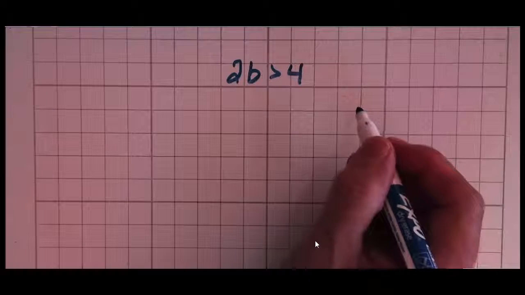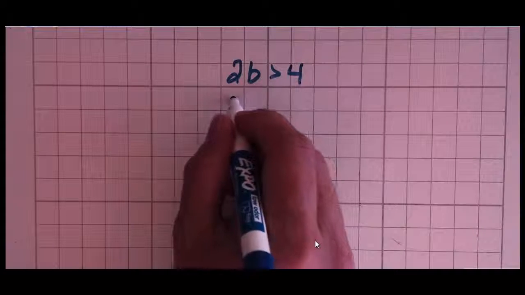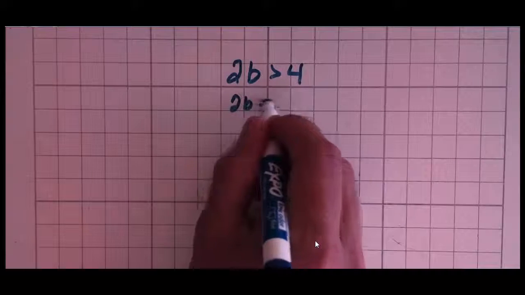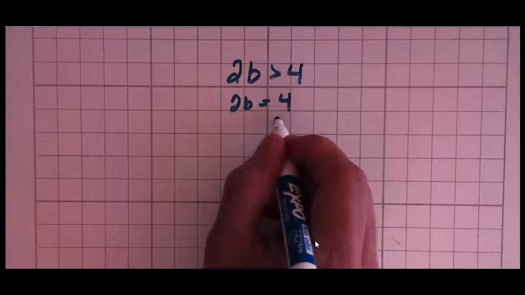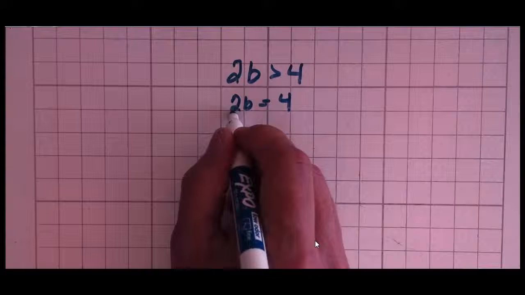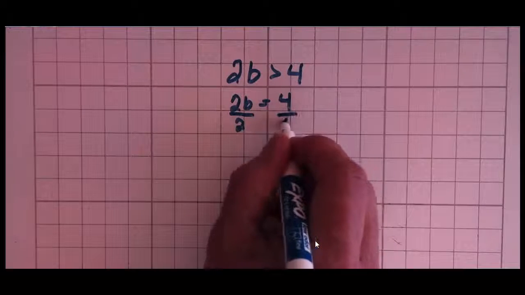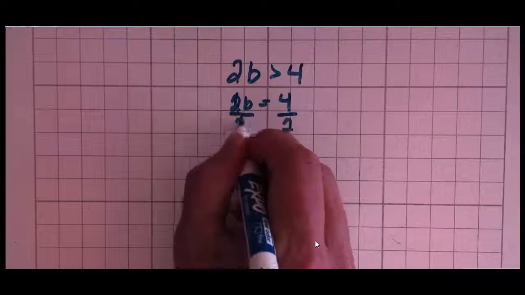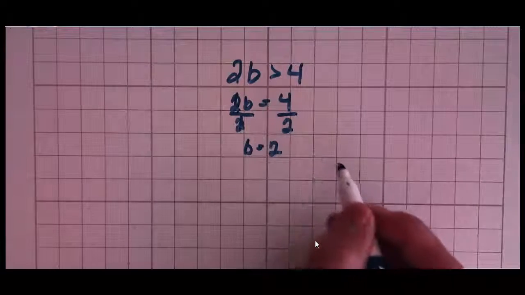Now the way I solve inequalities, and if you've watched my previous videos you know, is I pretend like that inequality is an equal sign. Because this problem I know how to solve, it's pretty easy. The opposite of multiplication is division, and since 2 and b are being multiplied, we're going to divide to get rid of the 2, but whatever we do to one side we have to do to the other side. And our answer is b equals 2.